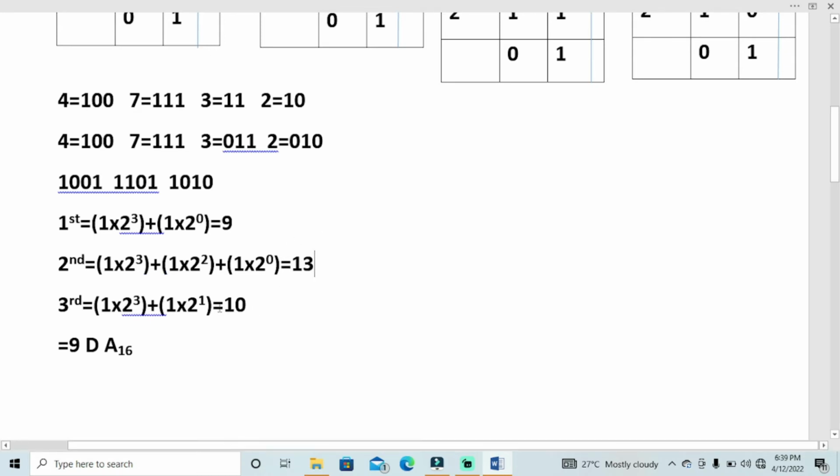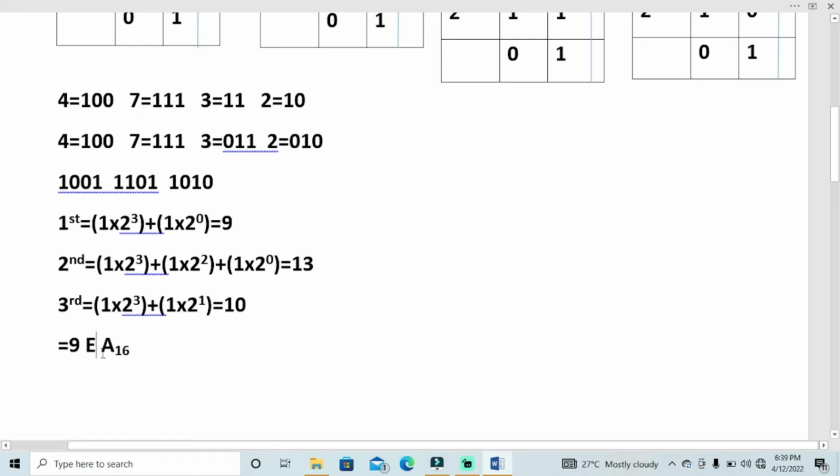Sorry for that. And then for the third section, we want to ignore the 0. We will have 1 times 2 to the power 1, and then 1 times 2 to the power 3, which will be 8 plus 2, which is just 10. So you want to write the hexadecimal down here. Of course, for the mistake made earlier, here we will have D.